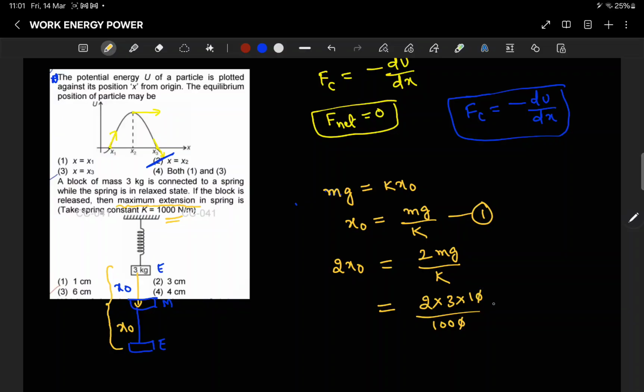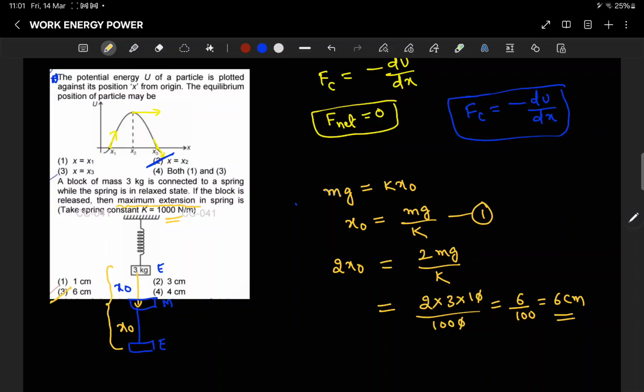Now this 0 is cancelled. So it is 6 by 100 meters, students, 6 by 100, or 6 centimeters. Taking 100 as 10 to the power of minus 2, 6 into 10 power minus 2 is 6 centimeters. So option 3 is correct.